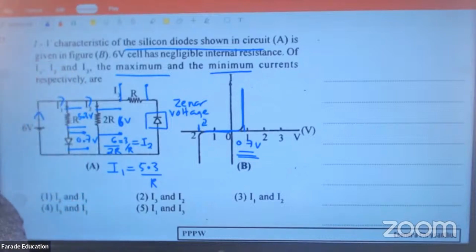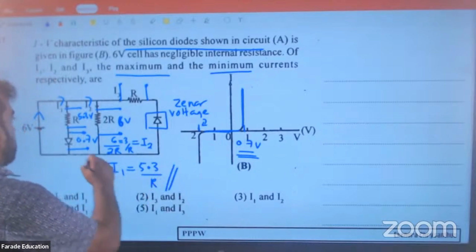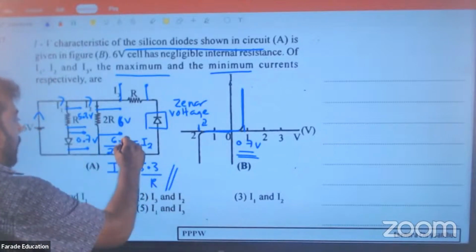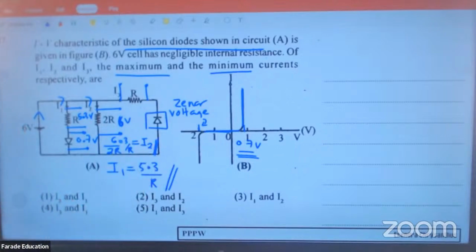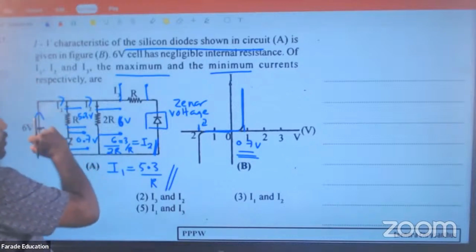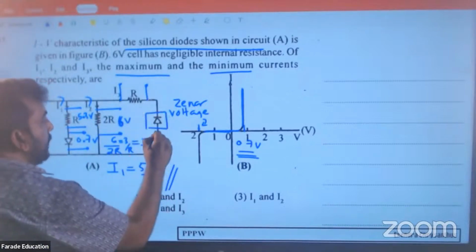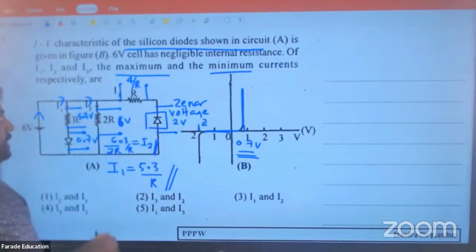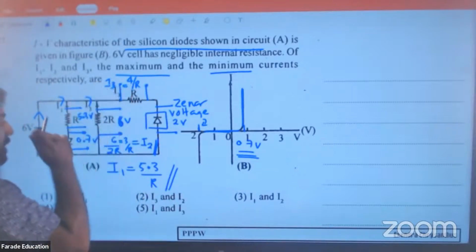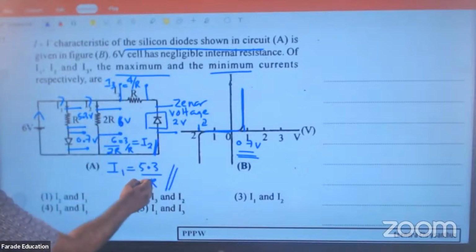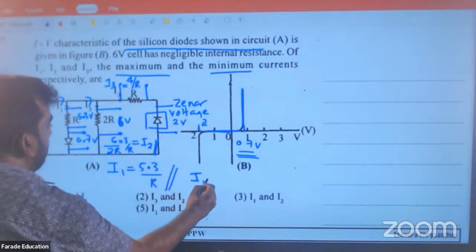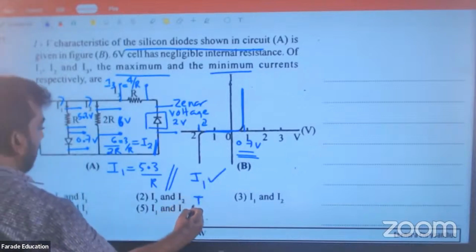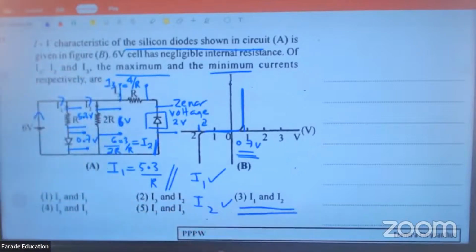Now, I1 is a large current. I2 is a slightly smaller current. What about I3? Supply voltage 6 volt, 2 volt can be here. So across this 2 volt means remaining 4 volt there, 4 divided by R, I3. Look at the currents: I1 is 5.3 over R, I3 is 4 over R, I2 is 3 over R. Largest current is I1. Smallest current is I2. I1 and I2, answer number 3.